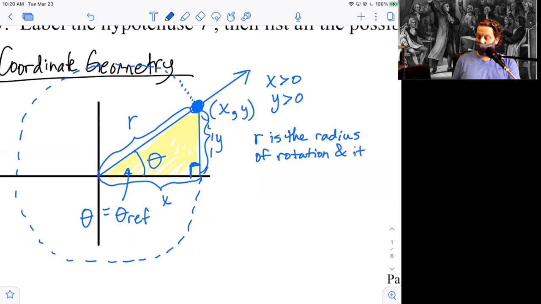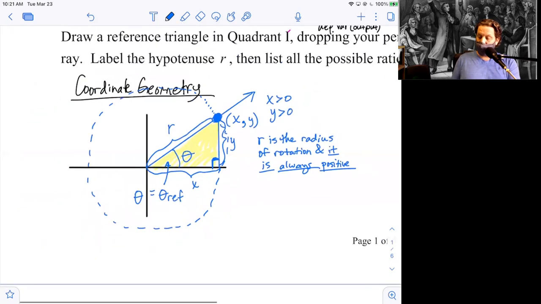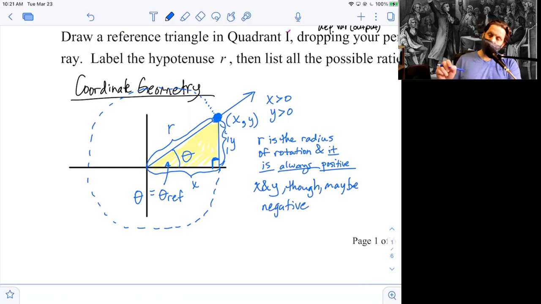And it is always positive. Okay, it's always a positive number. So it's a length. The radius is always positive. But X and Y can be negative. X and Y, though, may be negative. They can be. In this case, they're not, because I'm going right and up. In quadrant 1, X and Y are both positive.